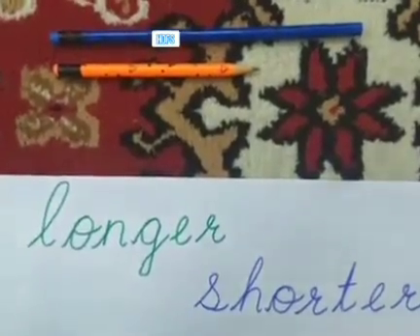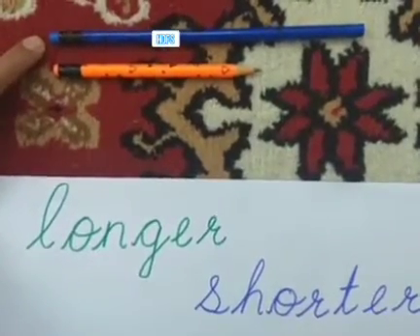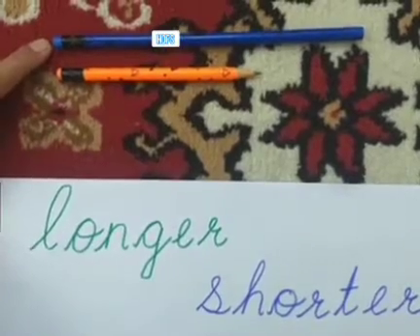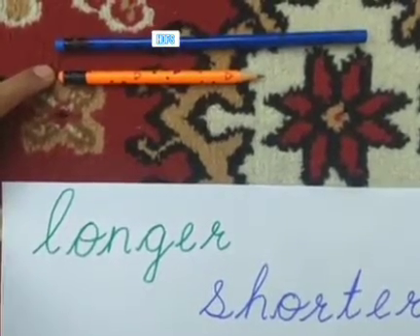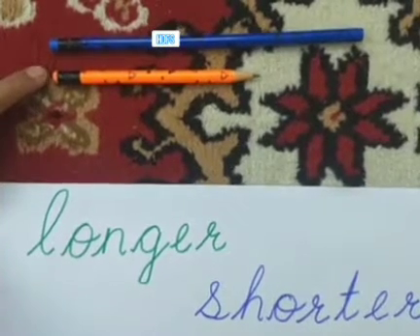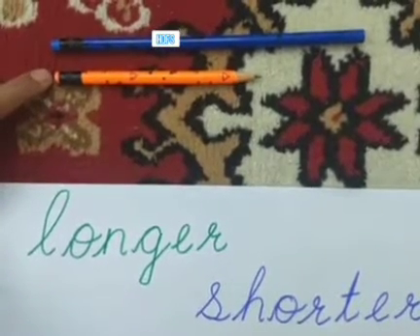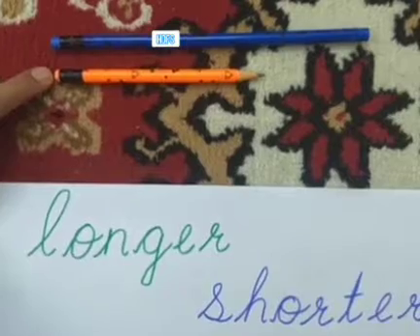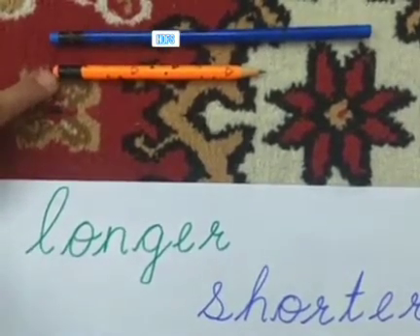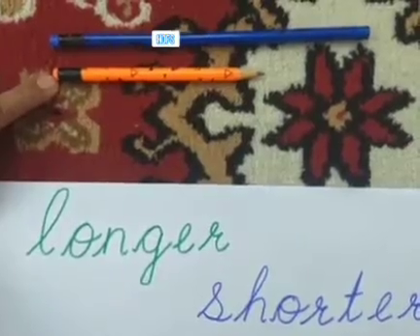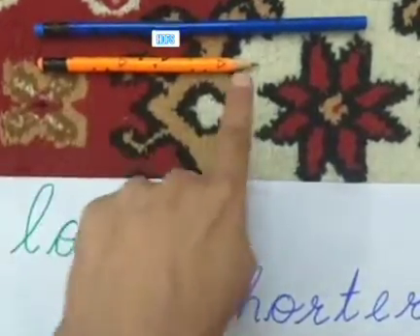Yes, the blue pencil is longer, but it is longer than. I have to compare it, right? When I'm using the words longer than, I should have another object. So here the other object is the orange pencil. So the blue pencil is longer than the orange pencil. And the orange pencil is shorter.